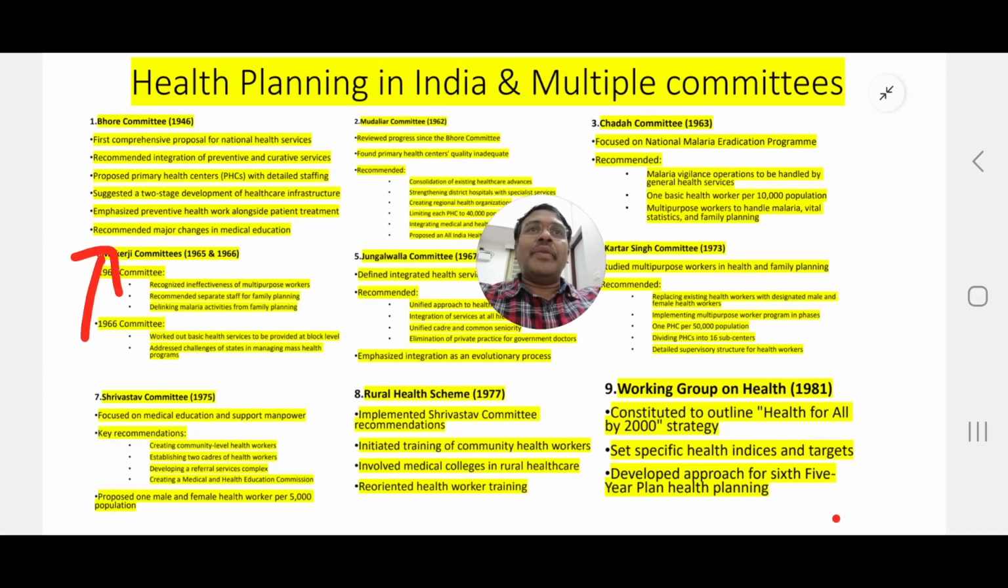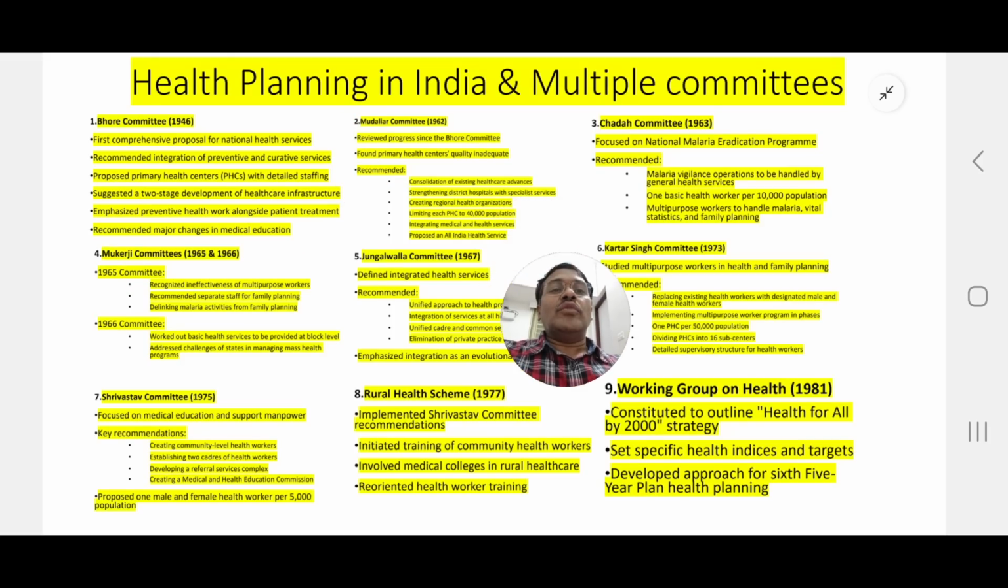First is Bhore Committee. First comprehensive proposal for National Health Services was given by Bhore Committee only. Recommended integration of preventive and curative services. It proposed primary health center with detailed staffing first time. Suggested a two-stage development of health infrastructure, emphasized preventive health work alongside patient treatment, and recommended major changes in medical education.